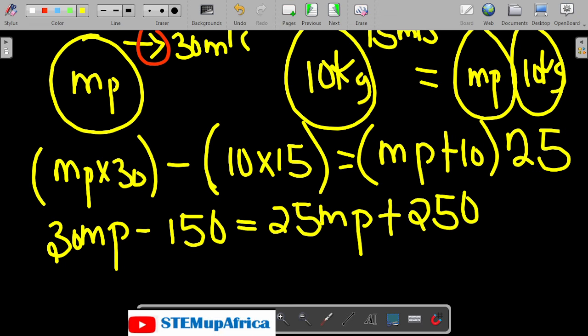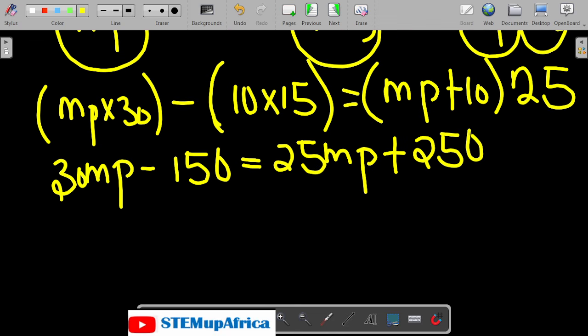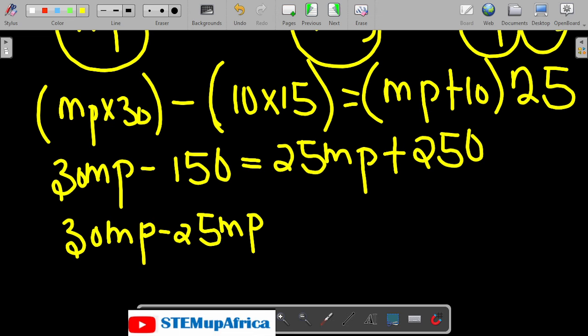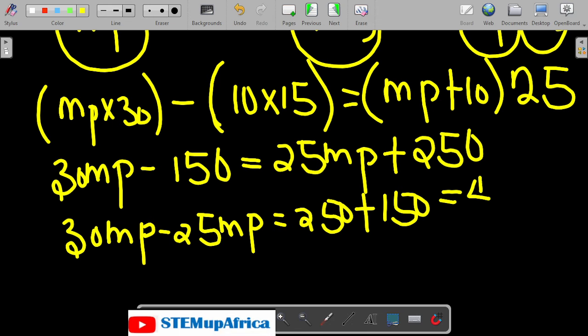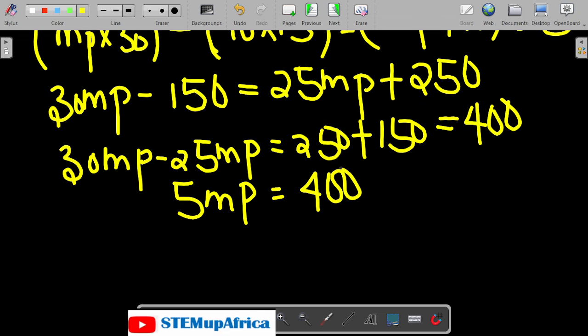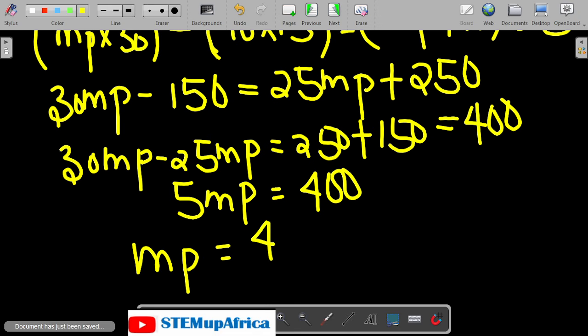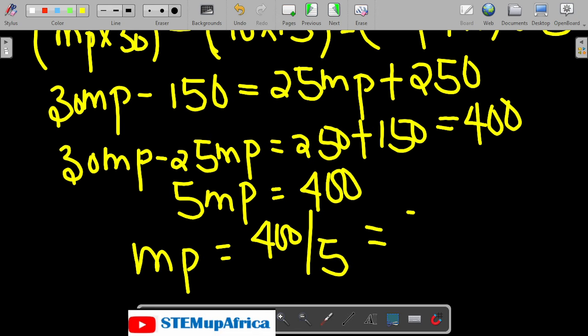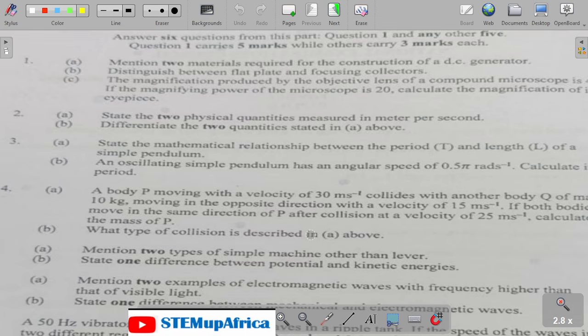So what happens from here, we can simply collect like terms. So if I do that, I'm going to have 30 MP minus 25 MP equals 250 plus 150. This will give us 400. So we have 5 MP equals 400. So what is now our MP? Our MP now will be 400 divided by 5, which is 80 kilograms. So the mass of P is simply 80 kilograms. So let's see what question B says.